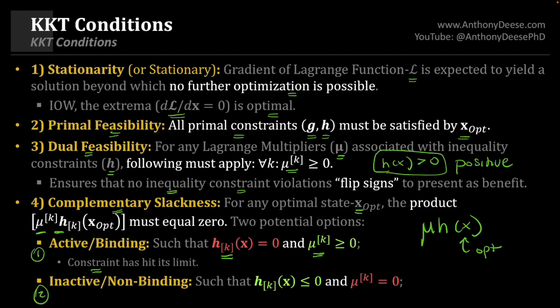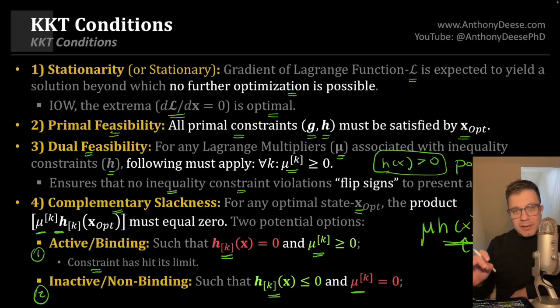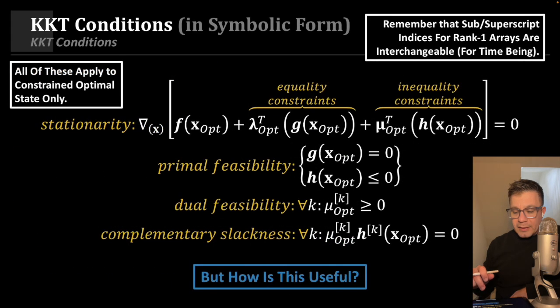Then we have an inactive or non-binding constraint, and that's one which has not hit its threshold. And since h of x is less than or equal to 0, we know that mu has got to be equal to 0 in order to maintain the product of those two equal to 0. So complementary slackness is definitely one that you want to pay attention to, and one we're going to use heavily later. So here we show the KKT conditions in a symbolic or mathematical form.